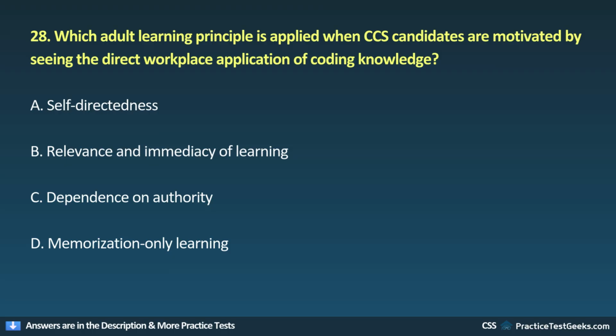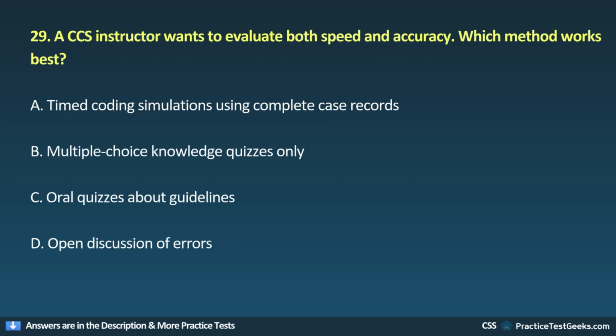C. Dependence on authority. D. Memorization-only learning. 29. A CCS instructor wants to evaluate both speed and accuracy. Which method works best? A. Timed coding simulations using complete case records. B. Multiple choice knowledge quizzes only.